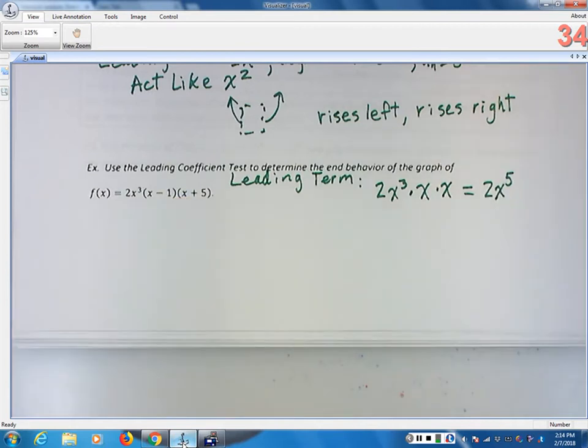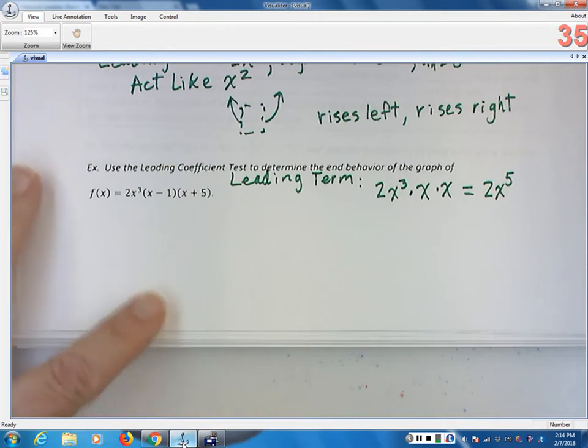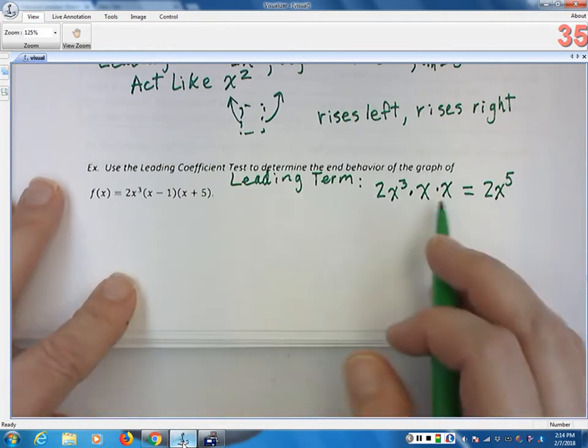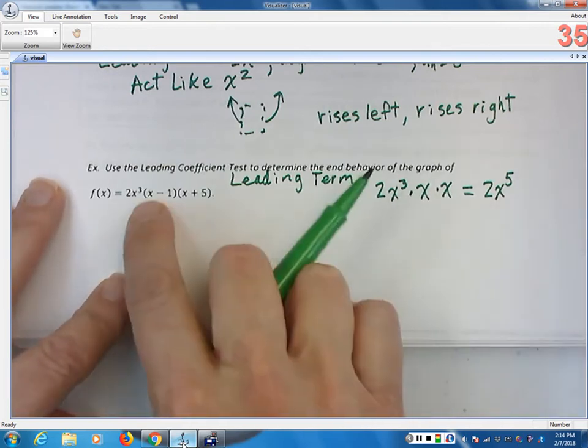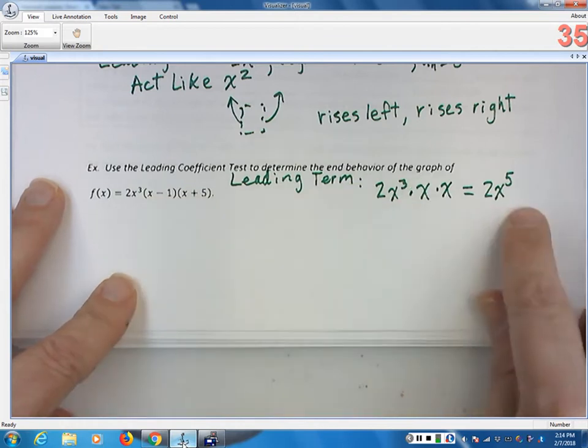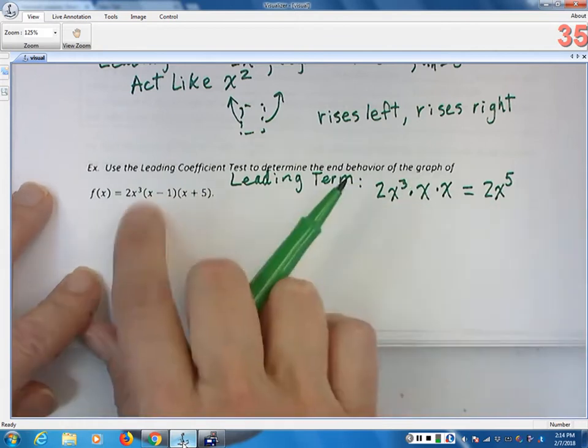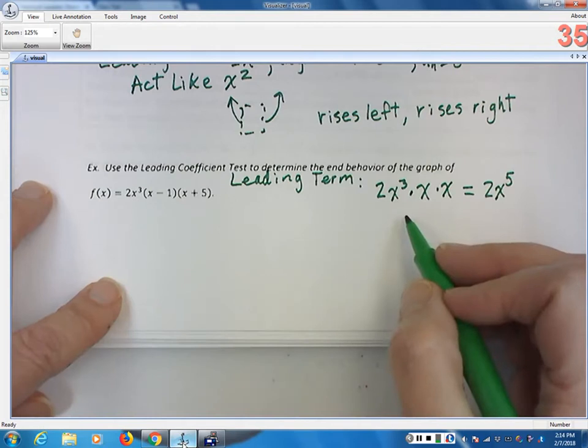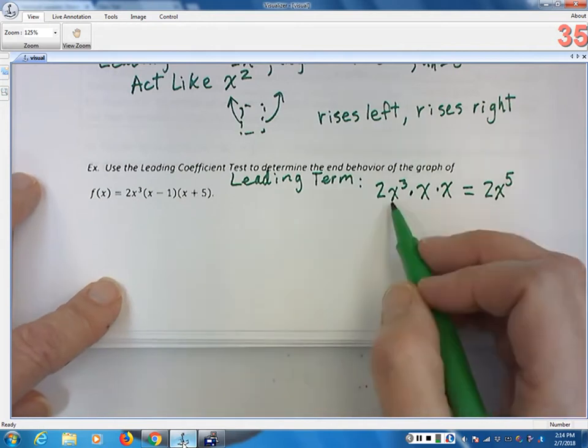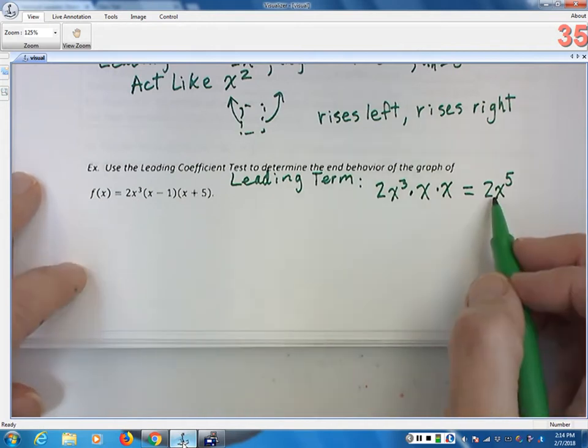We don't actually have to FOIL it out. I think in the filled in notes I went ahead and foiled it out. Are you guys looking at the filled in notes? Yeah. So you do get that. This is a shortcut. You take your highest power and you can figure out what the leading term is without doing all that work of foiling. But, so here's our leading term.